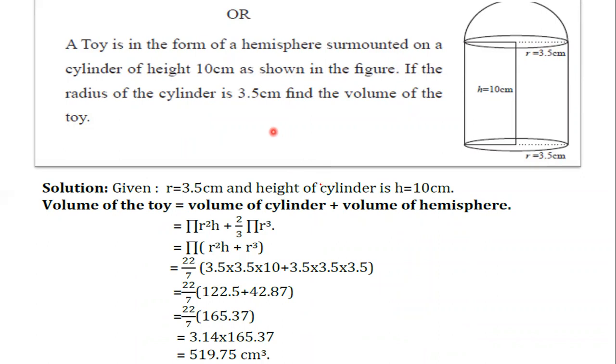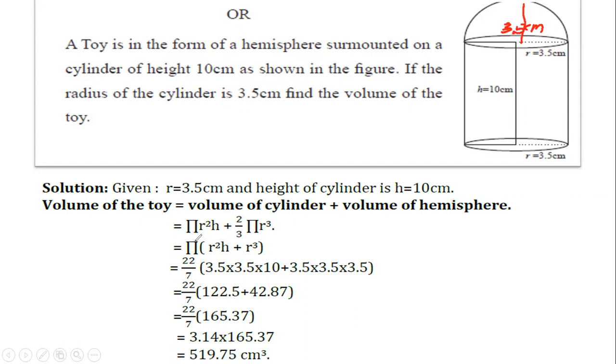So volume of the toy is this one. Volume of the toy is equal to volume of the cylinder plus volume of the hemisphere. Both are attached, right? So volume of the cylinder plus volume of the hemisphere. And the given height of the cylinder, here I am writing radius is 3.5 centimeter and height of the cylinder h is equal to 10 centimeter. And the radius of the hemisphere is also 3.5 centimeter.